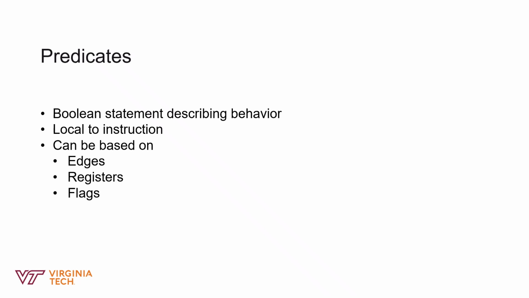AURORA uses things called predicates in order to describe the behaviors that help to identify crashing and non-crashing inputs. These are Boolean statements that take the form of true or false to identify if something helps identify a crash or not. They are local to each instruction, and every instruction can have multiple different predicates. These predicates identify certain things, such as different parts of the program that are taken, different values like maximum and minimum values in registers, and different flags that are set by the instruction. So these can be true or false. For example, we have an example on the next slide.